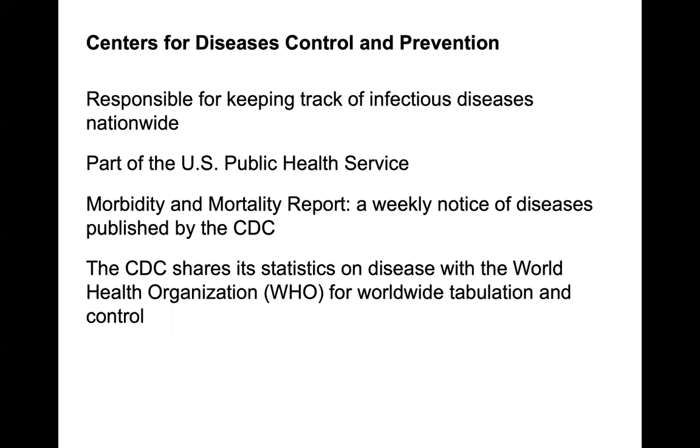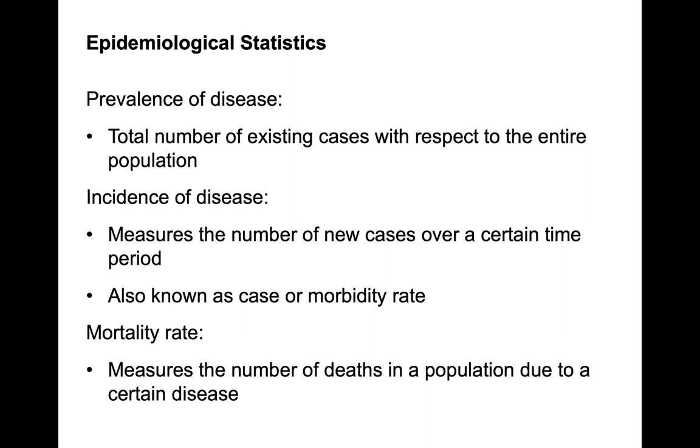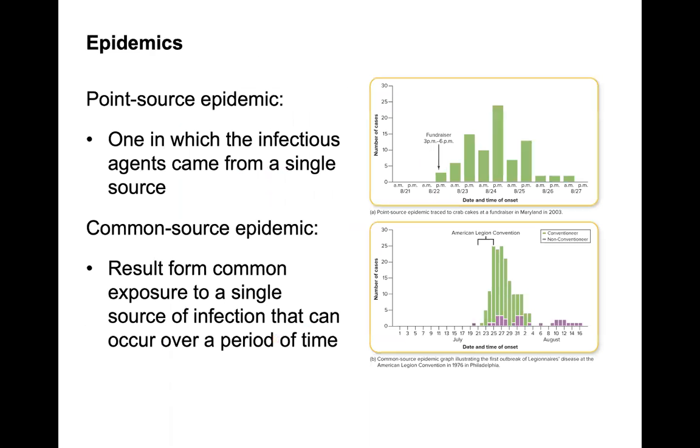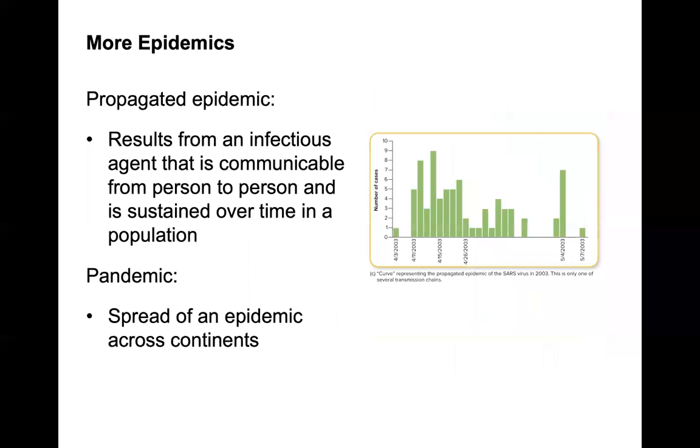It's part of the U.S. Public Health Service. They put out what's called the Morbidity and Mortality Report, which is a weekly notice of diseases published by the CDC. The Centers for Disease Control shares its statistics on disease with the World Health Organization for worldwide tabulations and control. And here are some statistics. You can look over these terms: prevalence, incidence, mortality rates. These are all things that they typically will talk about.